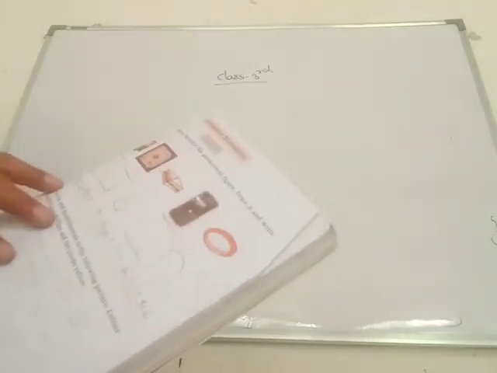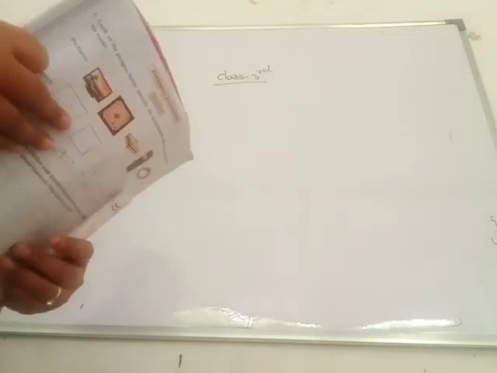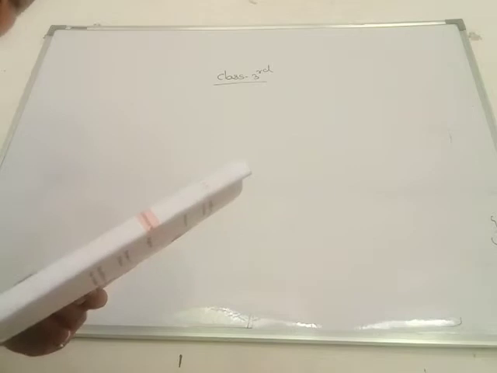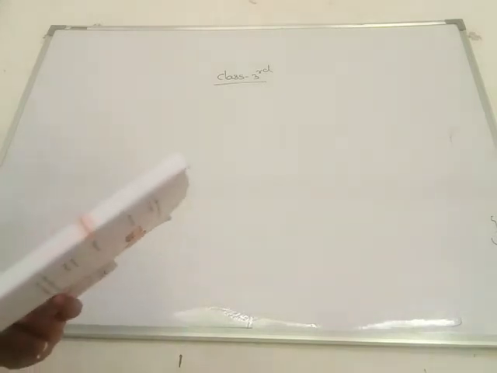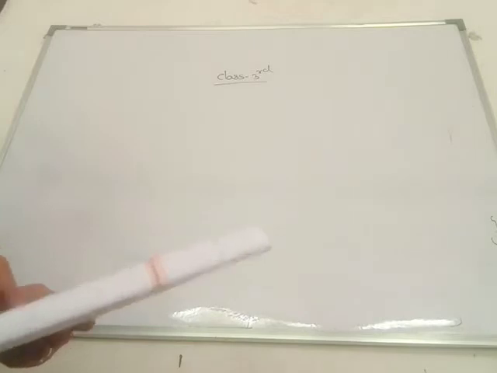Then next one, see here the questions given, page number 3. How many edges does the surface have? 4 edges. How many corners does the surface have? This surface has 4 corners. Then what is the shape of the surface of the table? You see here, what is the shape of this surface of this table? Quadrilateral.